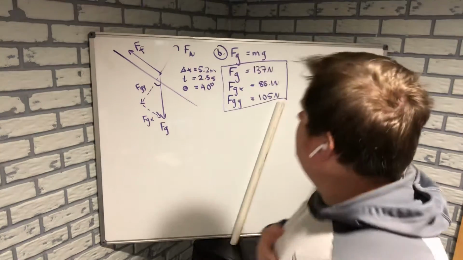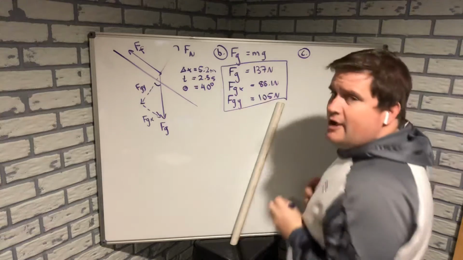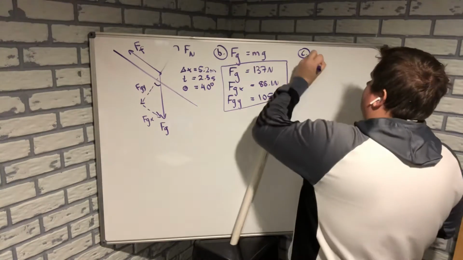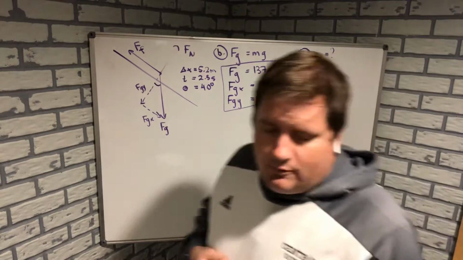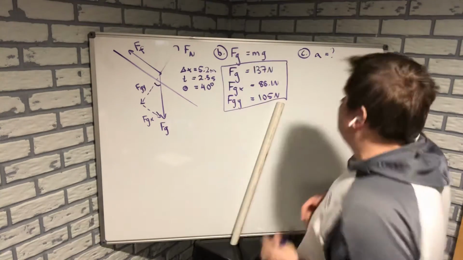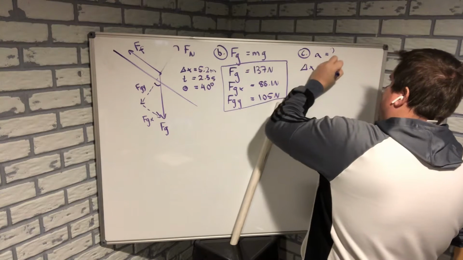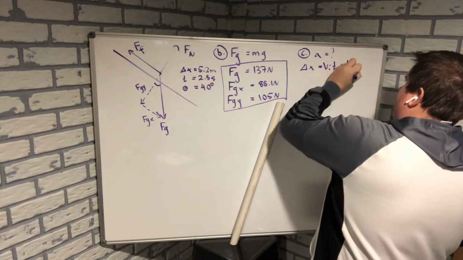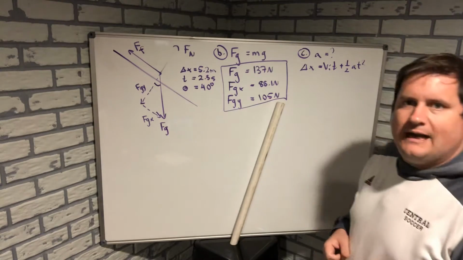All right, part C. Most people did a great job with part C. We were asked to find the acceleration. And I gave you a hint. I said, please use one of your motion equations to do that. And the correct one is this one. Delta x is equal to VIT plus 1/2 AT squared. There's the motion equation you're looking at right there.